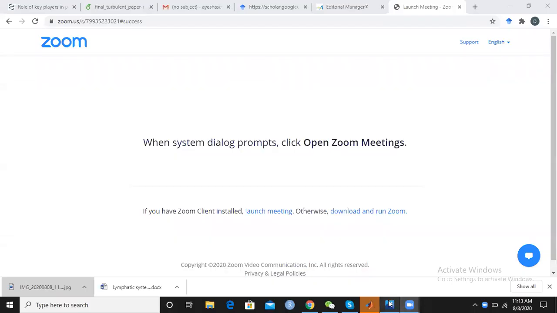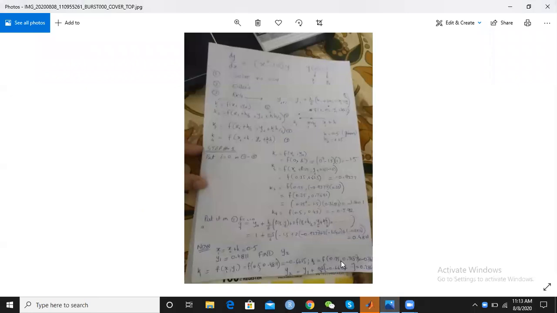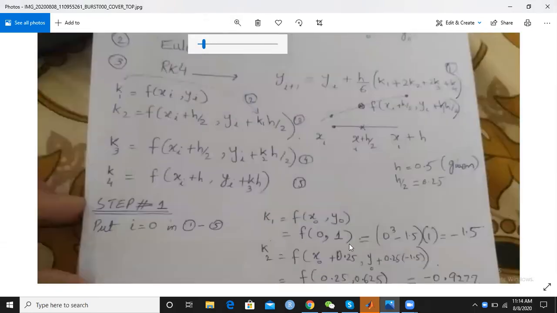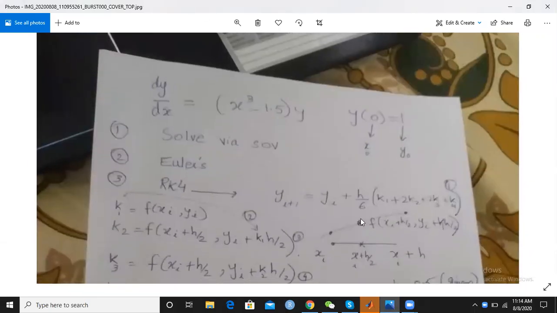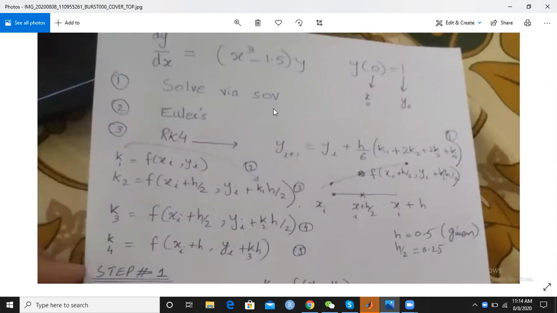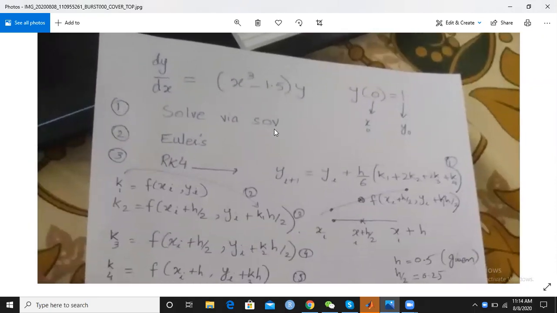Okay, hello students. Today we will learn the RK4 method. So let's learn it together. What is the motivation behind the RK4 method? We use the RK4 method, the Runge-Kutta method, to solve differential equations.